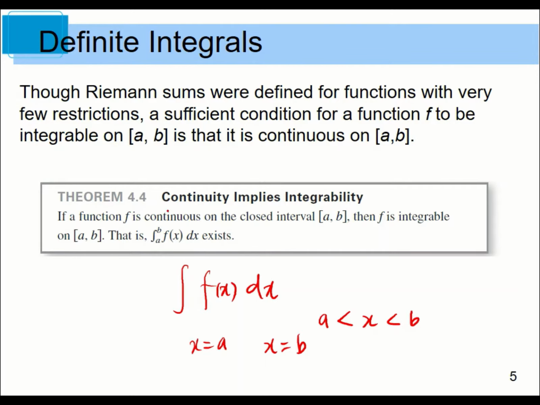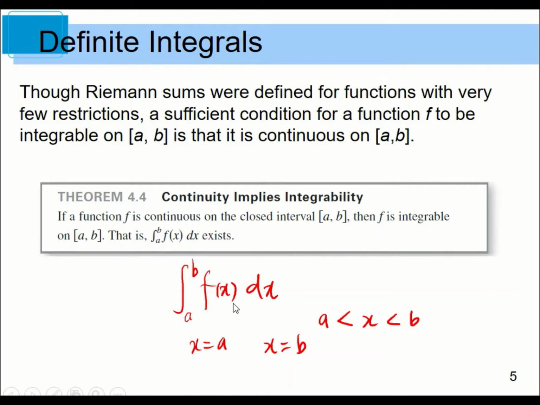Now, when we integrate the function f within this interval, we write it like this, from a to b. So we write the two numbers here. This is what we call the lower limit, and this is called the upper limit. So when we write something like this, it is called a definite integral.